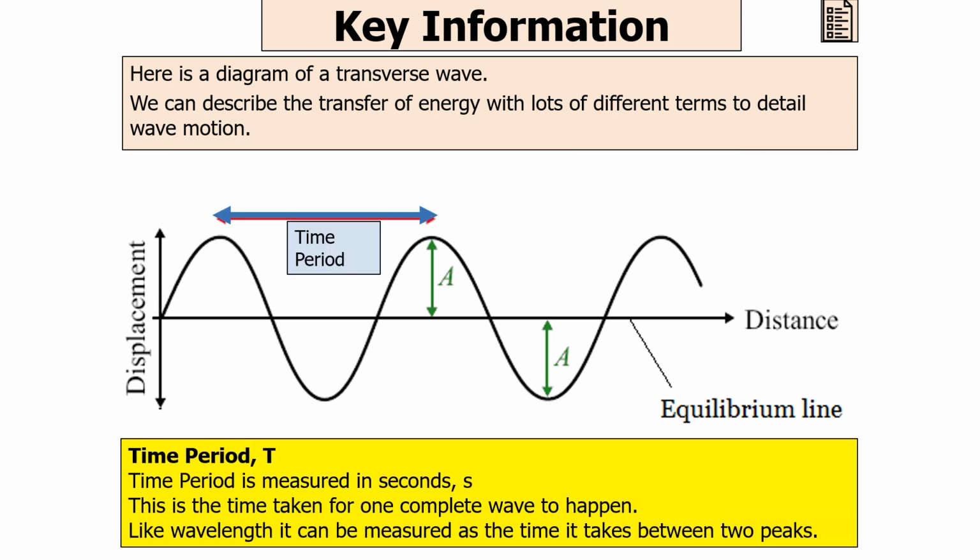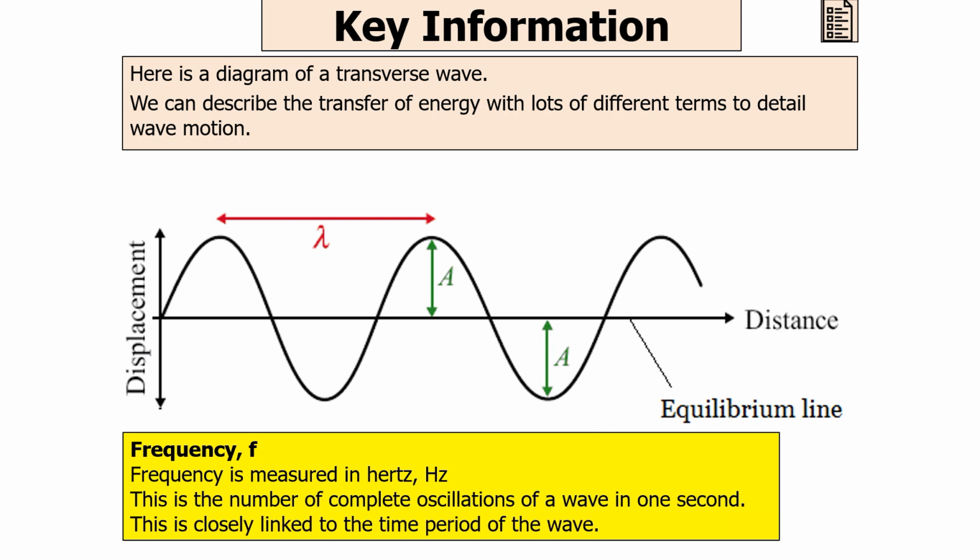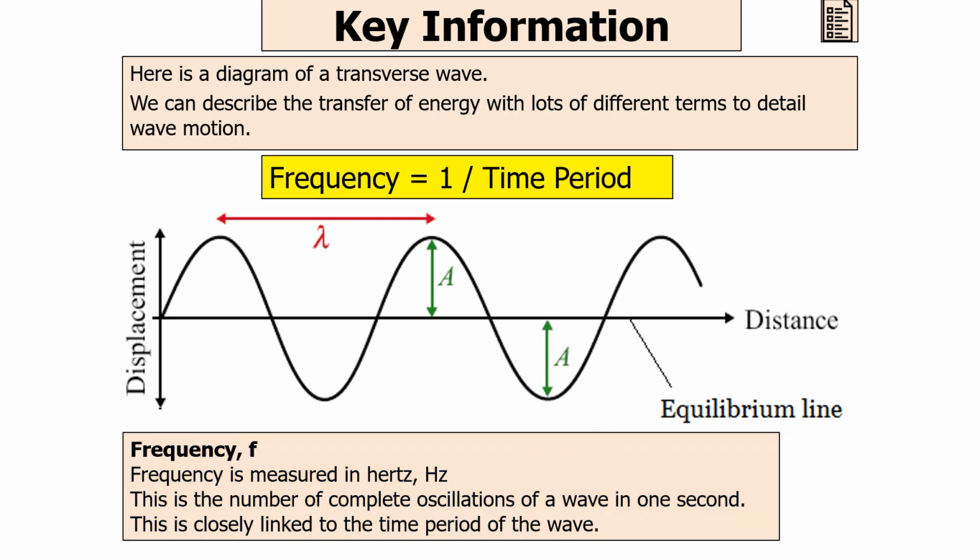The time period is measured in seconds, and this is the time for one complete wave to happen. Like wavelength, it is measured as the time it takes between two peaks. Frequency is measured in hertz, and is the number of complete oscillations of a wave in 1 second, and this is closely linked to the time period of a wave, as frequency is equal to 1 over time period.